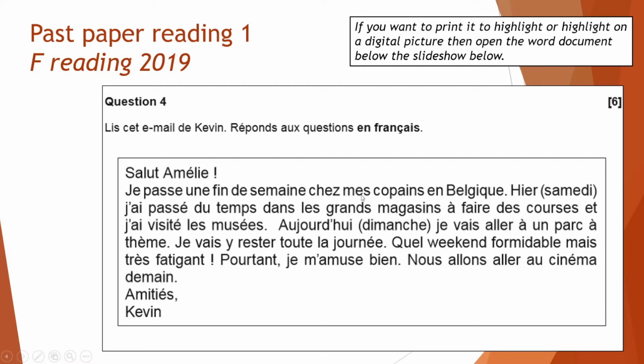Je passe une fin de semaine chez mes copains en Belgique. So I can see the name of a place, because it's got a capital letter. I think I know what that is. I know the word copain, although it's not a cognate. Hopefully we know the word chez. I'm going to assume this person is not from Belgique, because they're talking about being with their friends in Belgique. So hier, hopefully you know hier, really important trigger word, as is aujourd'hui.